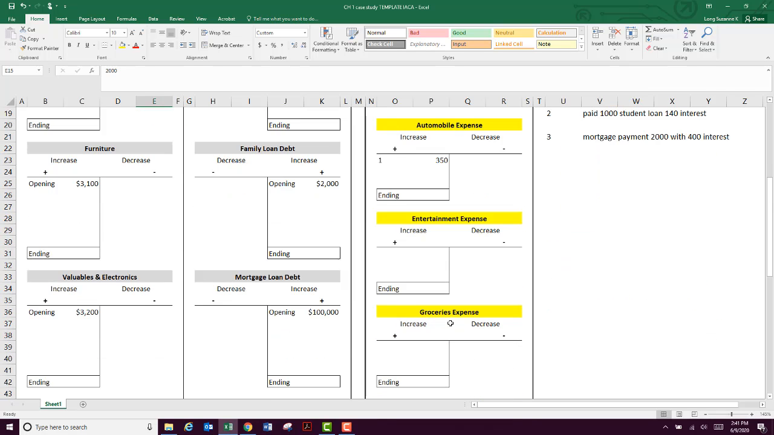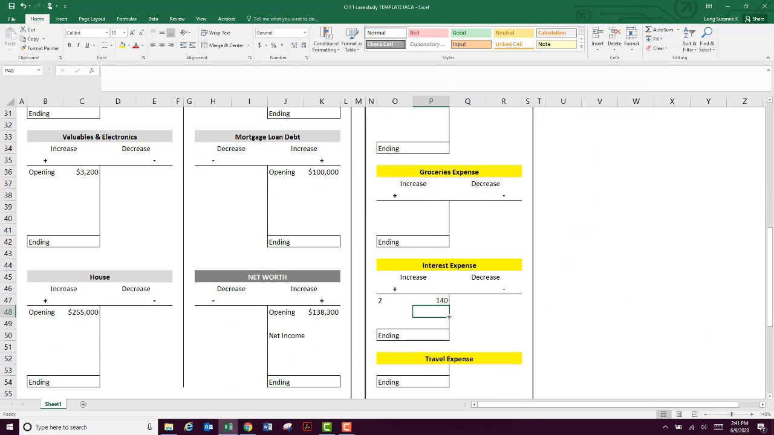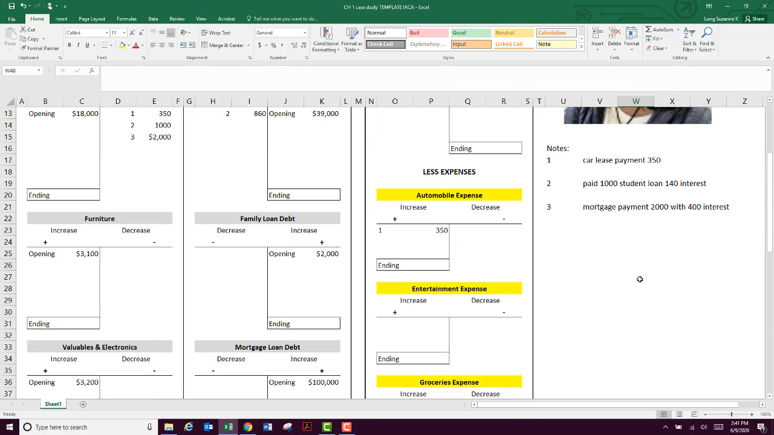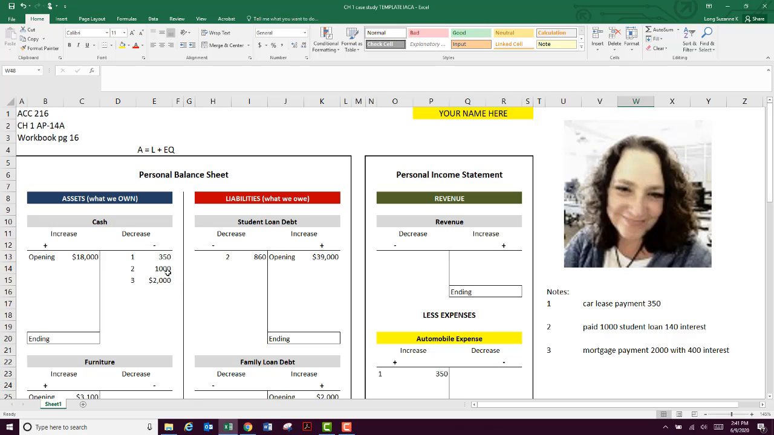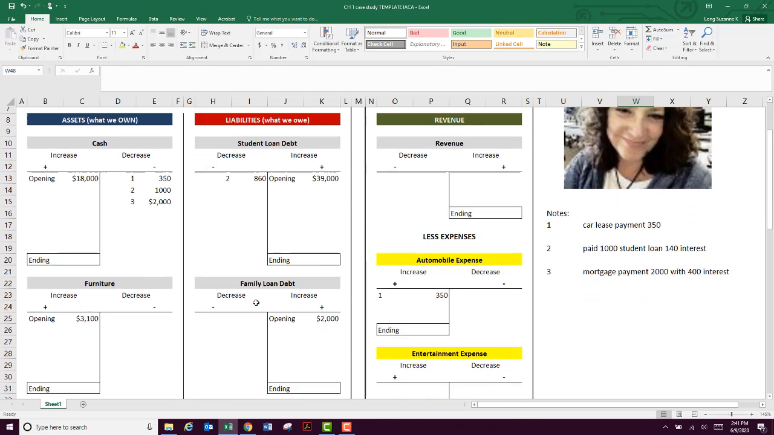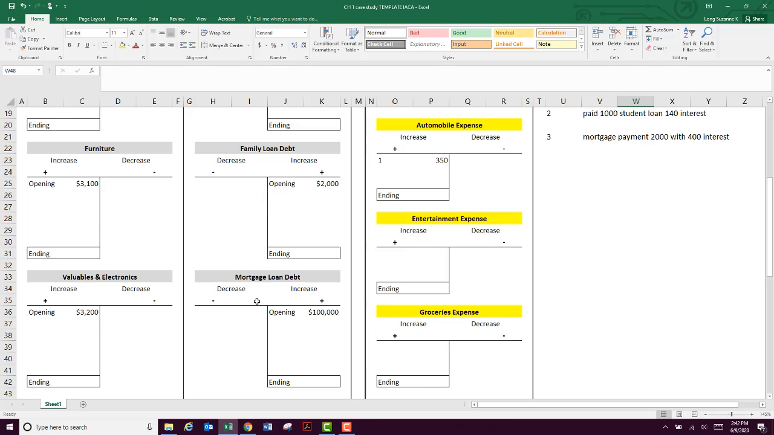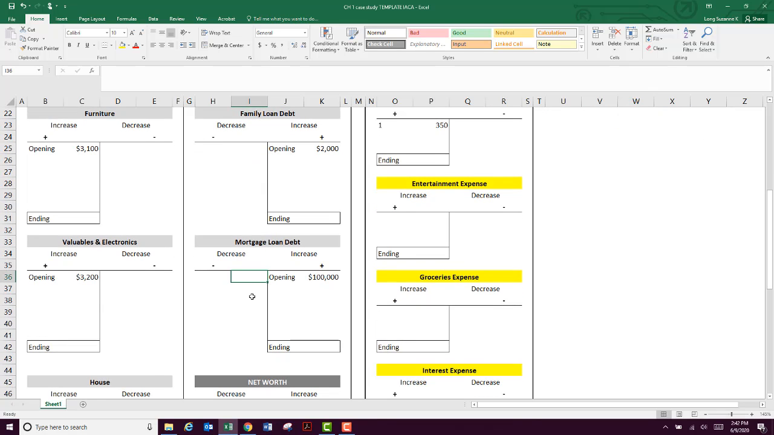$400 in interest. All right. Interest 400. So we've got the same situation where right now we're on the fence. We're not done. We've got 2,000 and we've got 400 and it's not done. We have to figure out how much we reduced or decreased the mortgage.